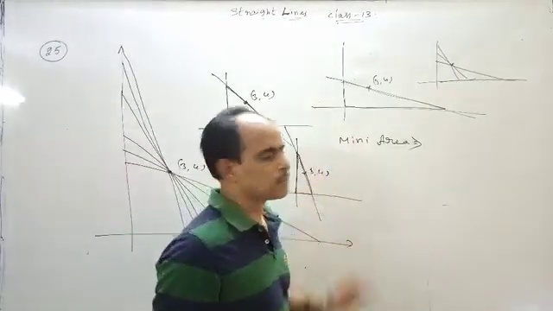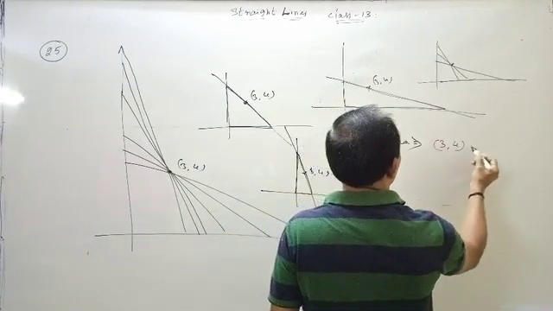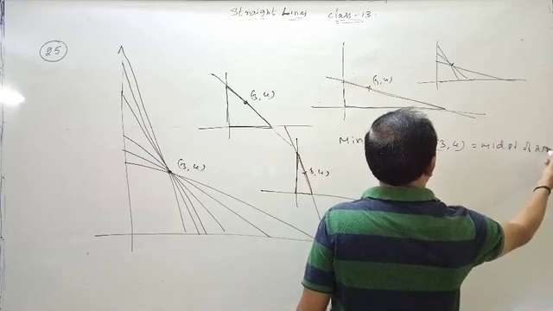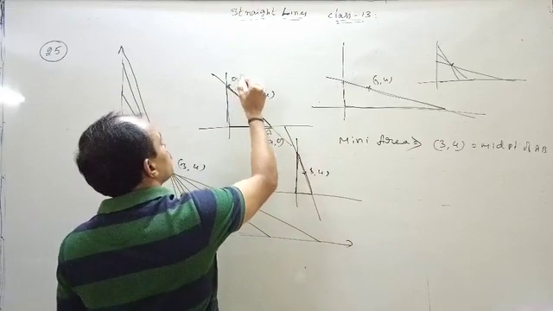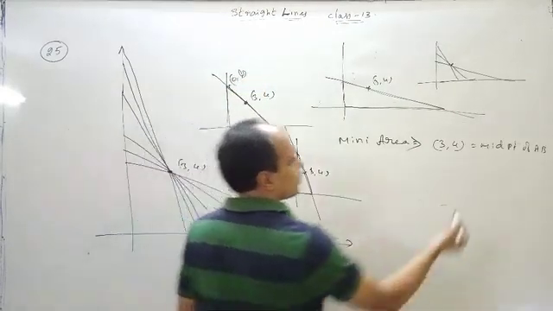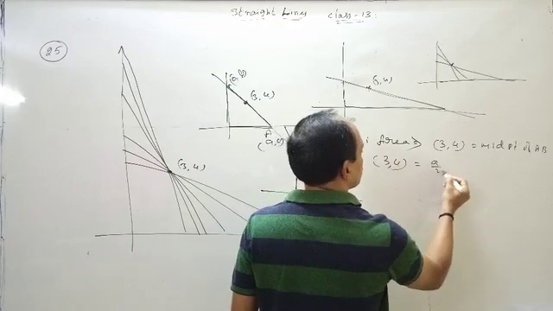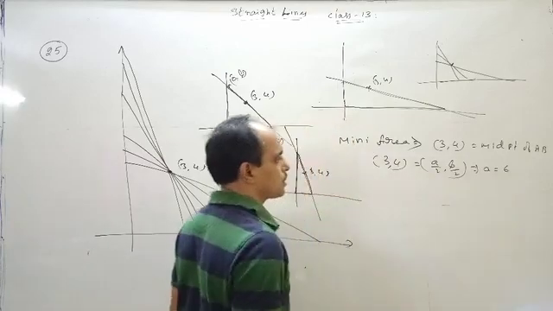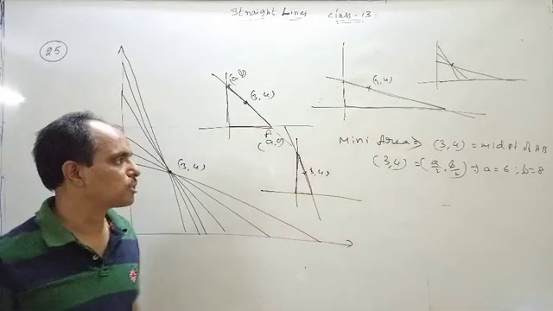But in a result like this, the minimum area is when (3,4) is the midpoint of AB. This will be A,0 and this will be 0,B. Now what about 3,4? Midpoint is equal to A by 2, B by 2. From this you can say A is equal to 6 and B is equal to 8. I will tell you another procedure also.